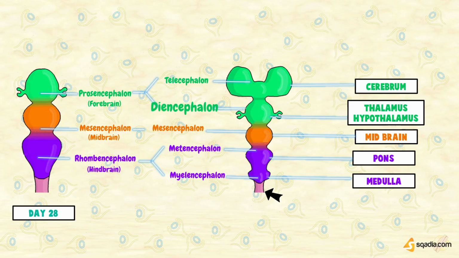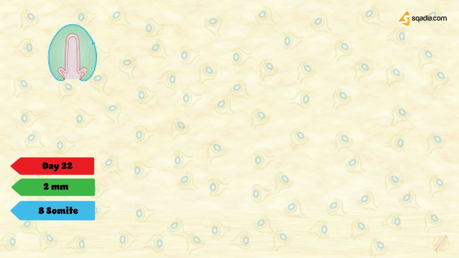So, at day 22, when the length of the embryo is 2 mm, and when there are 8 somites, the somites are a set of bilaterally paired blocks of paraxial mesoderm that form in the embryonic stage of somitogenesis along the head-to-tail axis in segmented animals. This is forebrain. This is the surface ectoderm.